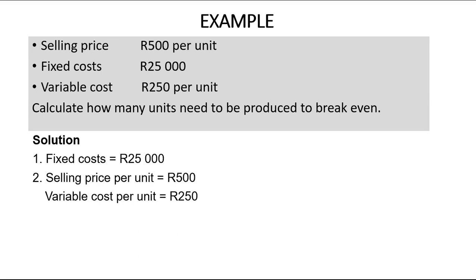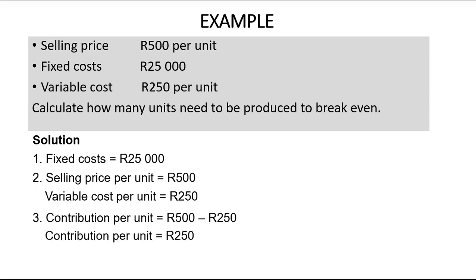Now, if I have my variable cost, step number 3 requires me to calculate my contribution per unit, which will be 500 minus 250. And 500 minus 250, which is the selling price per unit minus my variable cost per unit, that'll give me 250 as my contribution per unit. Now, this is all I have. Now I can just quickly go to the last step.